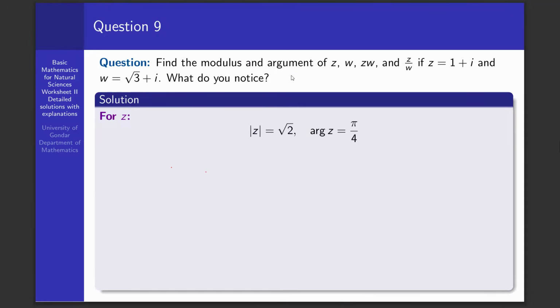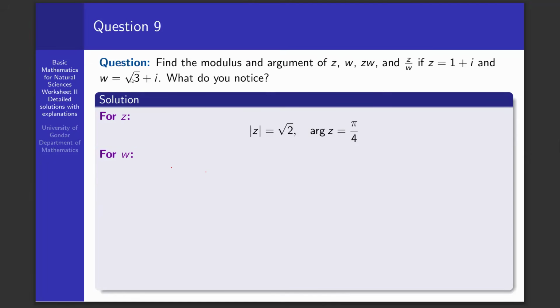We know that the modulus, the norm of z, is equal to radical 2, which is the square root of 1 squared plus its imaginary part, that's 1 squared. And its argument will be tan inverse of 1 over 1, that's simply tan inverse of 1, which is pi over 4.